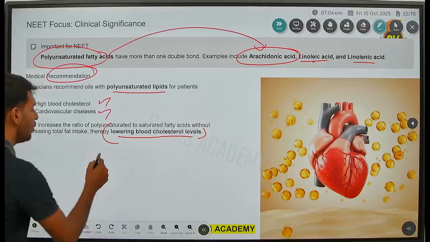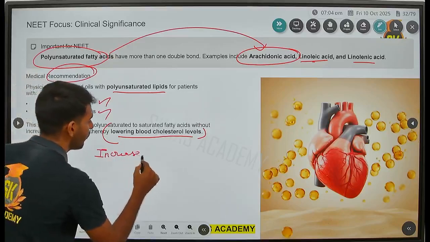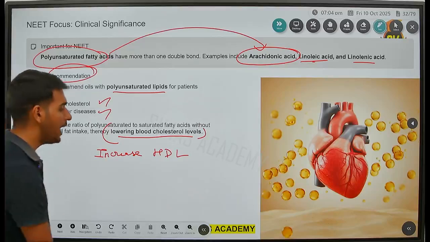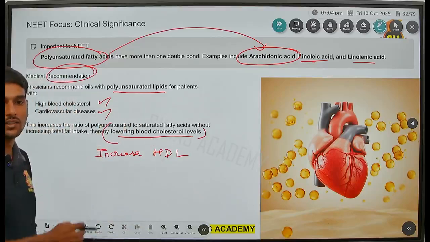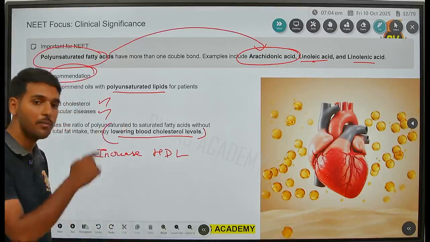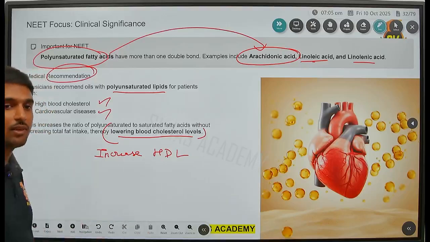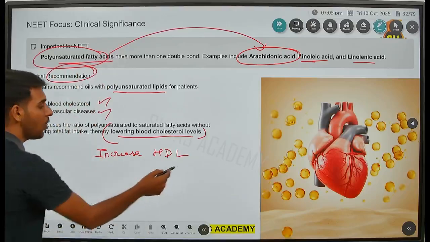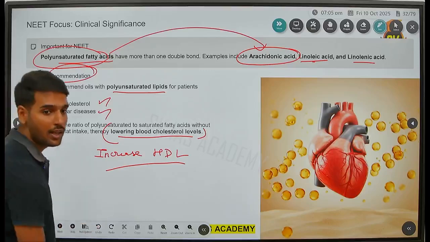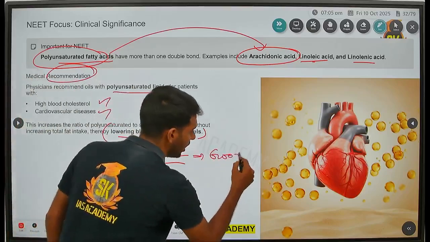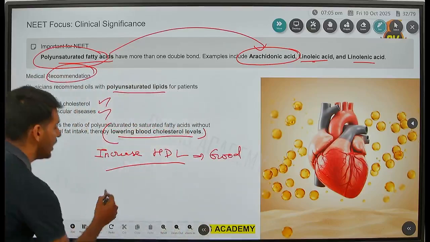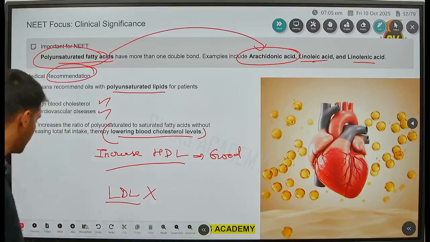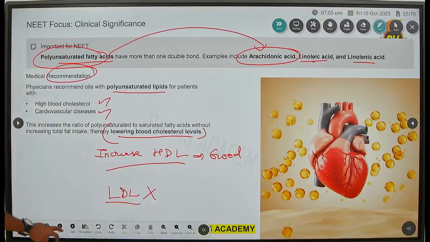It increases only HDLs. What is HDL, sir? High density lipoproteins. We will be discussing it separately. LDL versus HDL: this polyunsaturated fatty acid, that is oil, increases what? HDL. Is this good or bad? It is good. Okay. If LDL is increased, LDL is bad. Low density lipoproteins. It is bad. Okay. So this was the clinical significance.